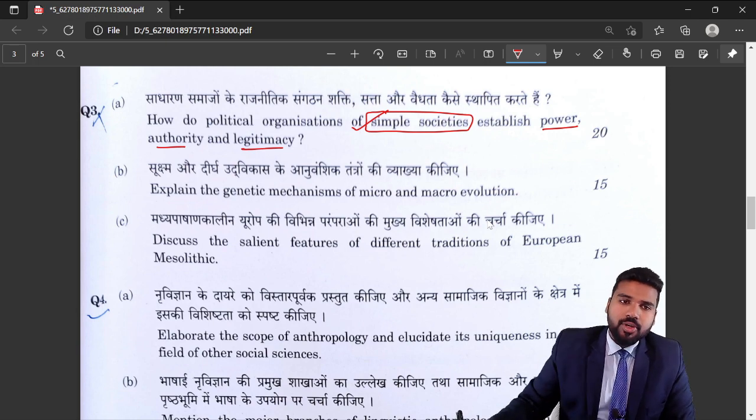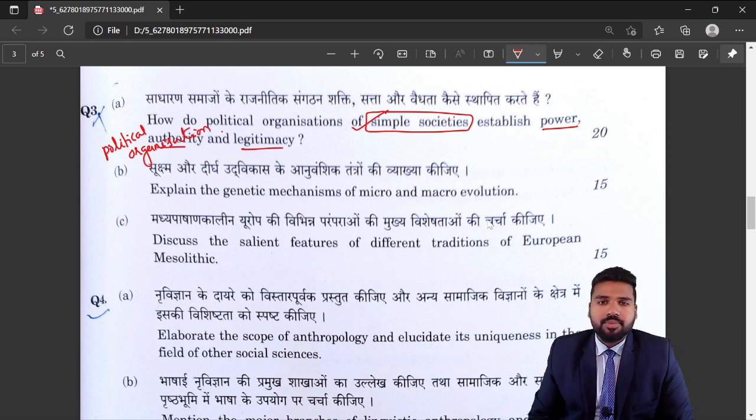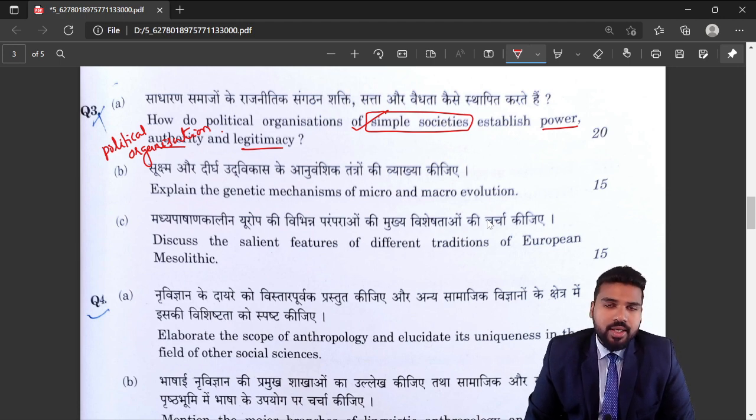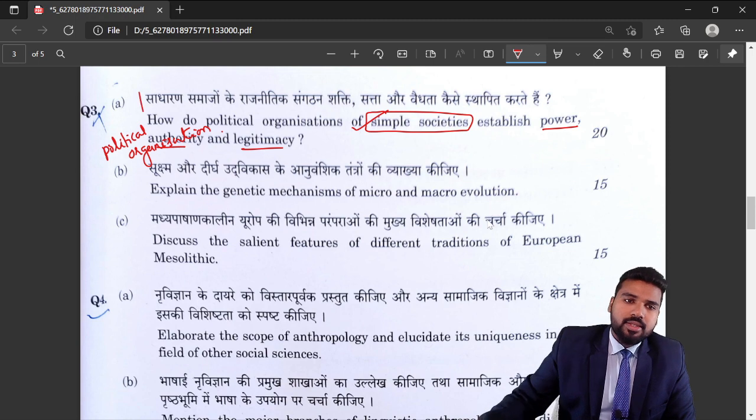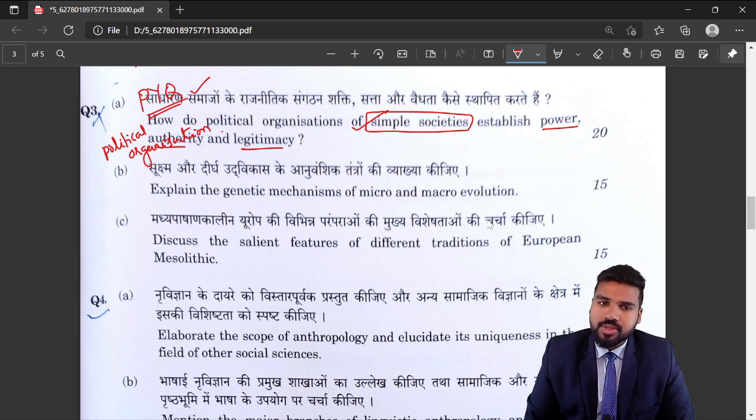Direct question from your chapter, political organization and social control. So the question is directly asked from there. Here once again the answer has to be very rich with respect to case studies and contemporary examples, particularly with respect to these simple and primitive societies. The question is very straightforward, and you can see the same kind of question in previous year questions as well.